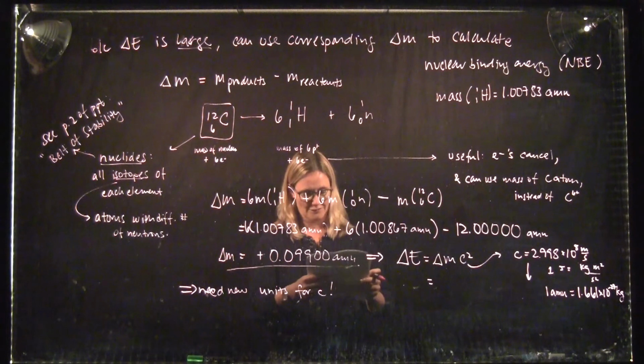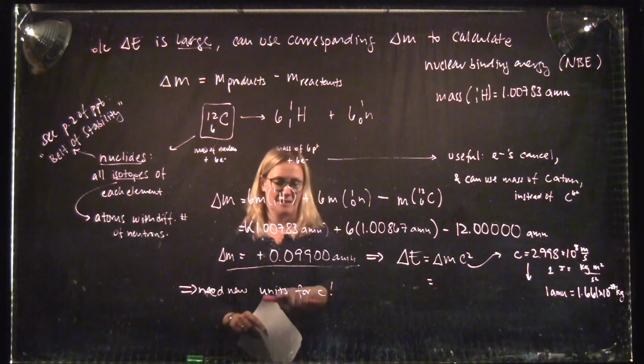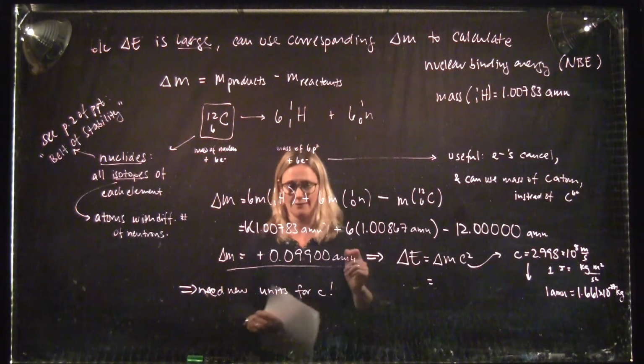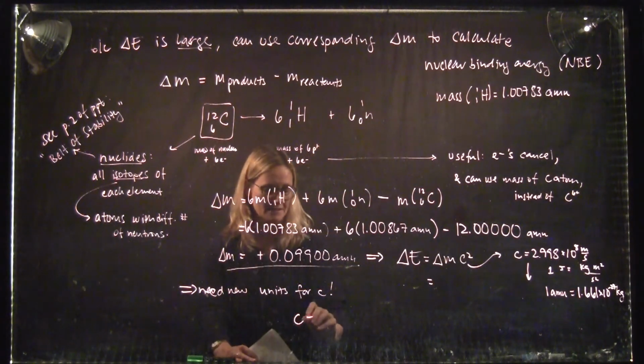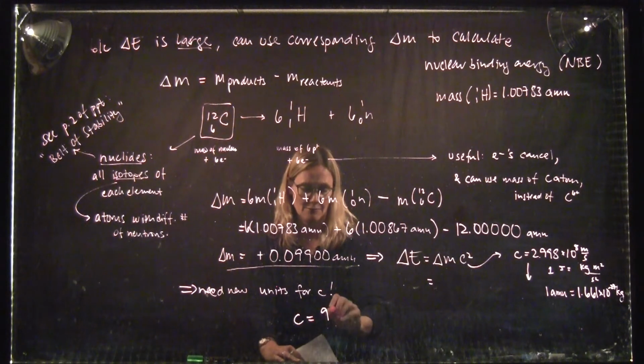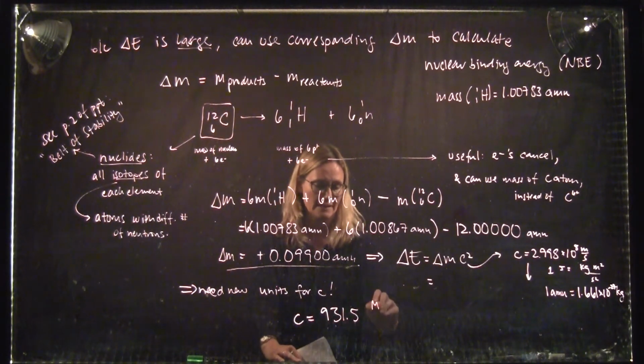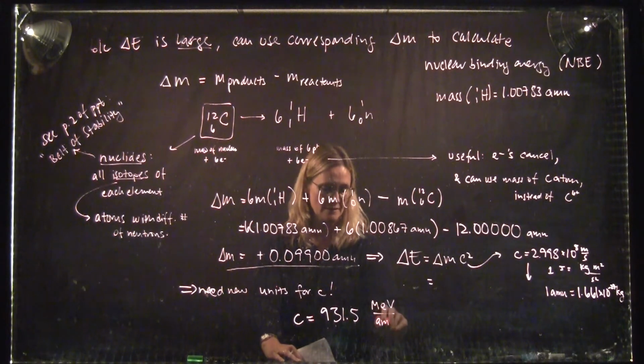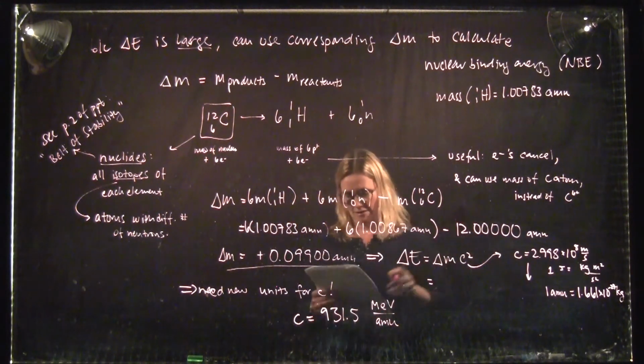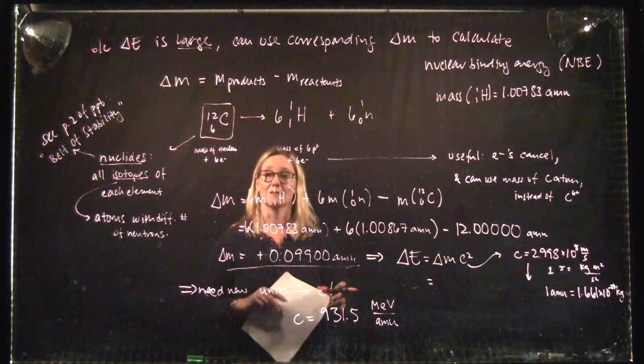So using those two conversion factors, see if you can calculate C, see if you can verify the new value of C that I'm going to tell you here, which is that C is equal to 931.5 mega electron volts per AMU. So use those conversion factors and our known value for speed of light and see if you can confirm that that agrees while I erase this board. Okay, were you able to verify the new speed of light units? Great, let's use it.